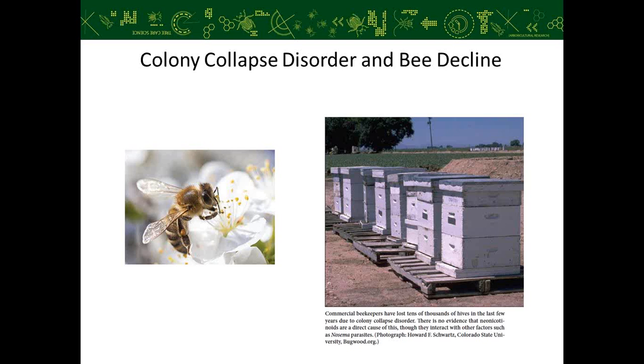But the first one is colony collapse disorder. And this is the phenomenon where you see a large-scale loss of European honeybees, and it started in the U.S. in around 2006-2007. And it was an odd phenomenon where a high percentage of worker bees left the hive and didn't return to the queen or their food source for whatever reason.